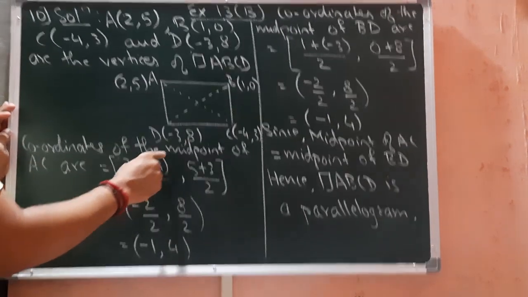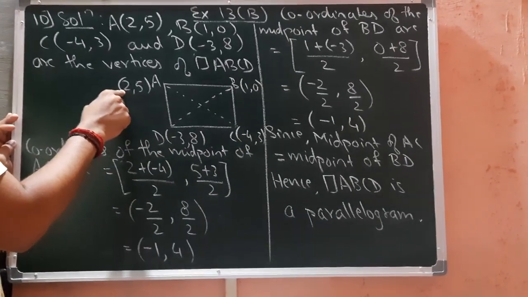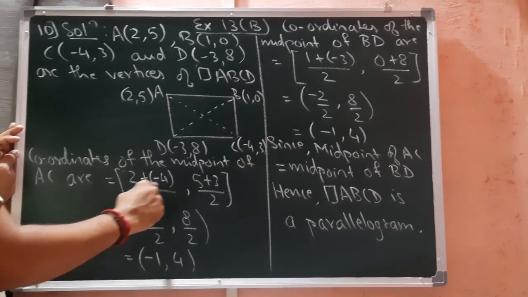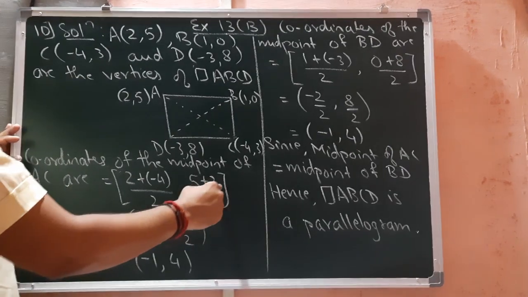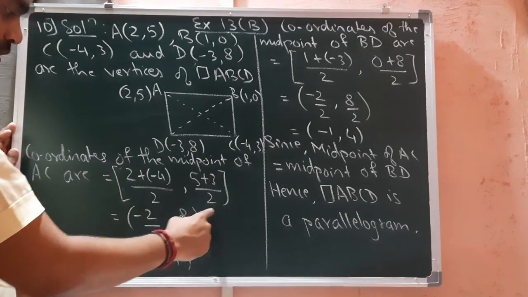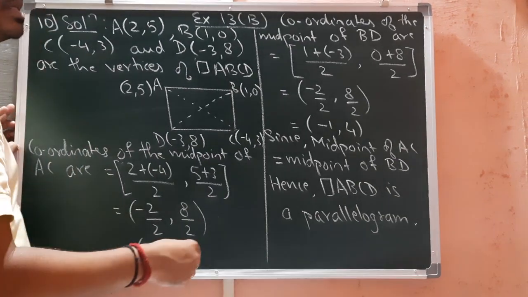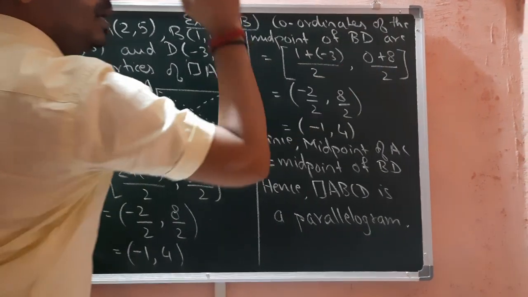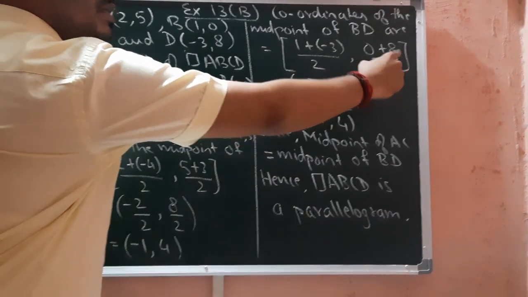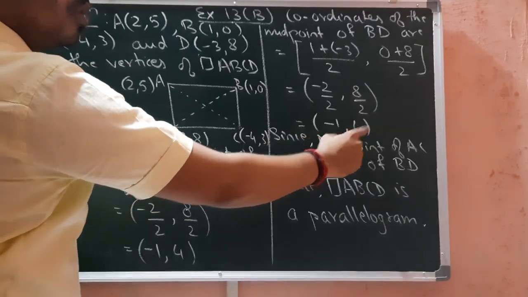So the coordinates of the midpoint of AC are, by the midpoint formula, (x1 + x2)/2. So x1 is 2 and x2 is -4, so (2 + -4)/2, and (y1 + y2)/2, y1 is here 5, y2 is 3, so (5 + 3)/2. So we get -2/2, comma 8/2, which is equal to (-1, 4). Similarly, we can find the coordinates of the midpoint of BD: (1 + -3)/2, comma (0 + 8)/2. We get -2/2, comma 8/2, which is equal to (-1, 4).